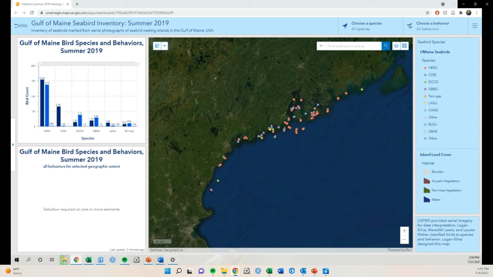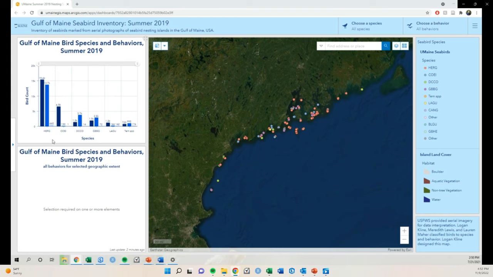On the left-hand side of the dash, we have 2 graphs. The top graph displays the 5 most populous birds across the Gulf of Maine and their numbers in terms of behavior. Hovering over the bars shows we have about 15.4 thousand roosting herring gulls, 13.7 thousand nesting herring gulls, and 440 flying herring gulls that were detected across the Gulf of Maine in the 2019 aerial imagery.